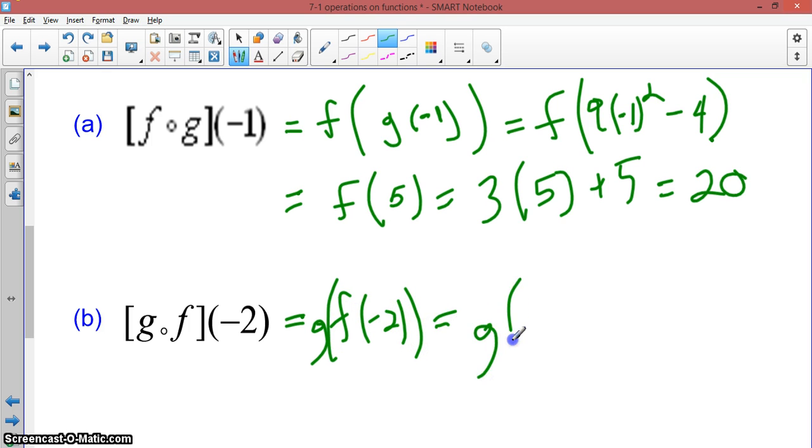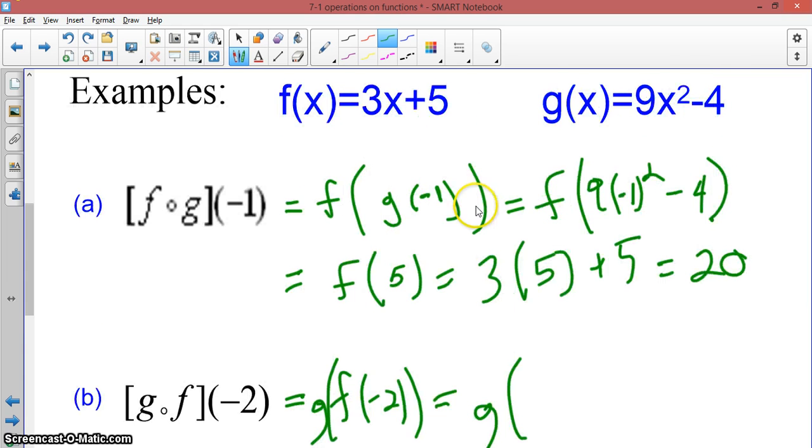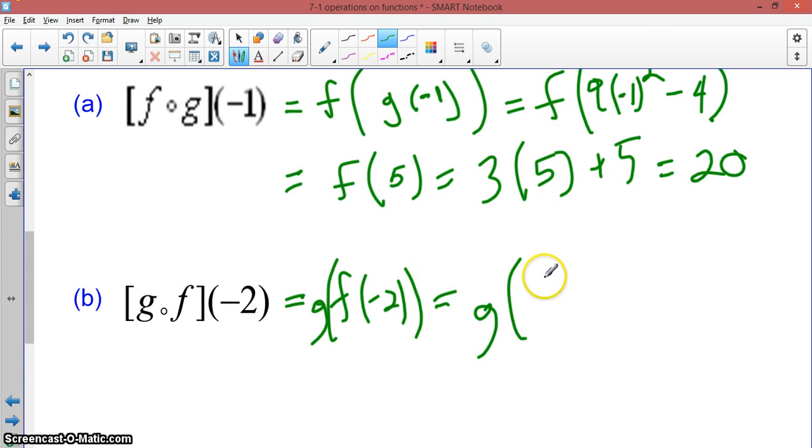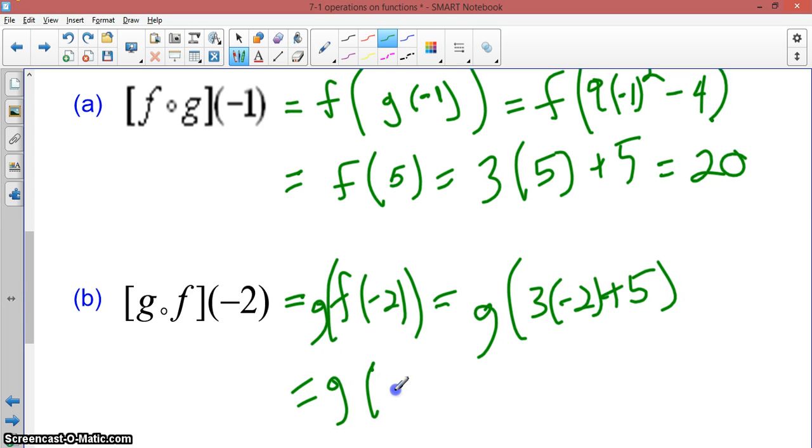So g with, I forgot what f was, 3x plus 5. So 3 times negative 2 plus 5, which is negative 1. Ooh, we already did that actually. Okay. We know g of negative 1 is 5, so I'm going to just write the answer. That's what we did in the previous. So 5. Okay?